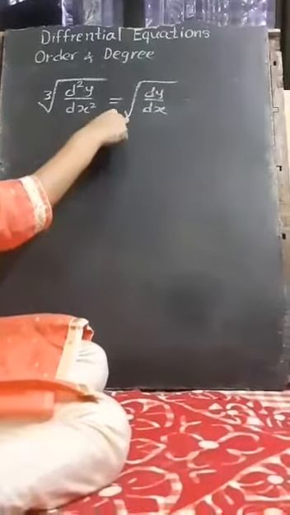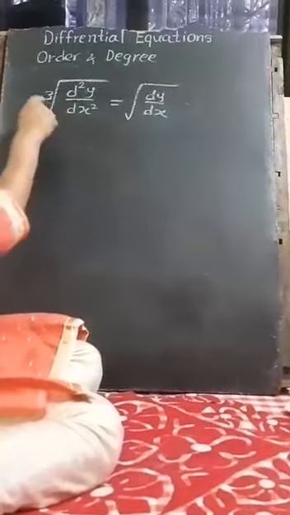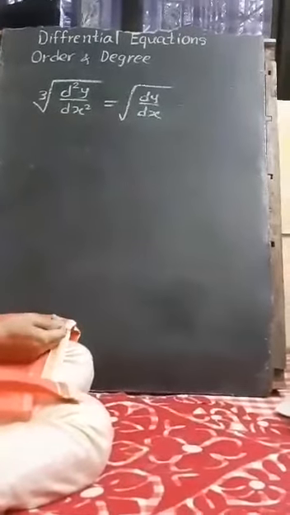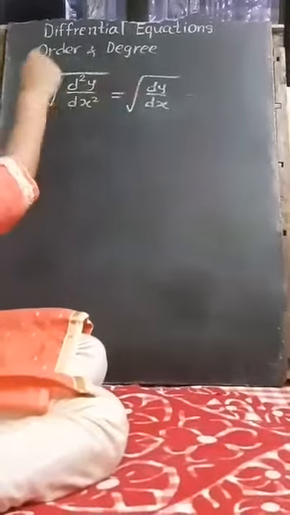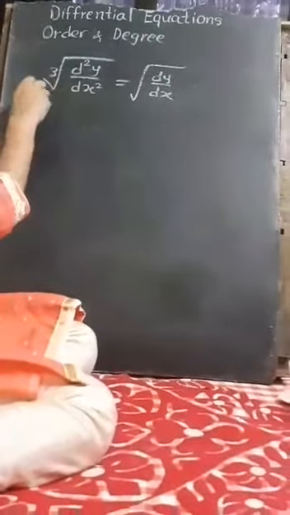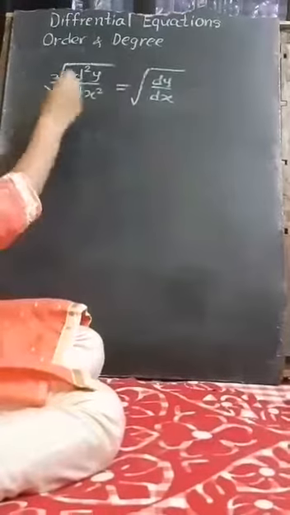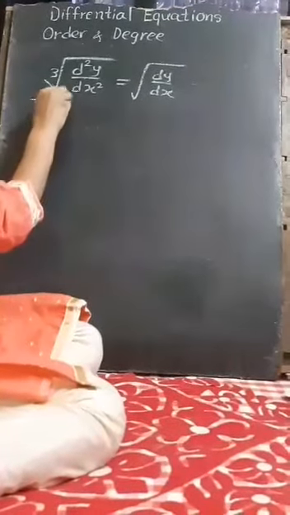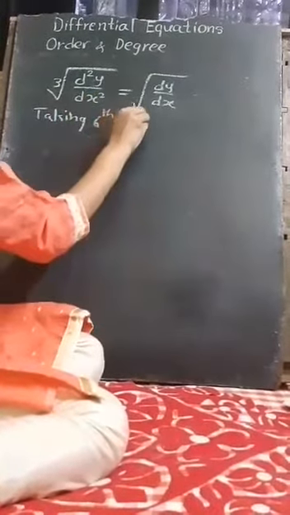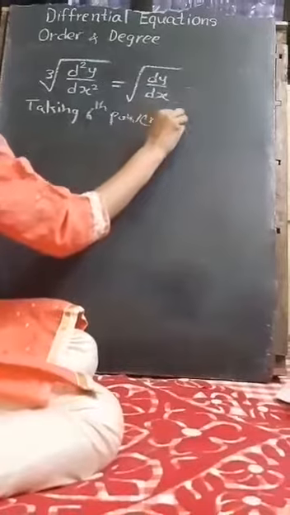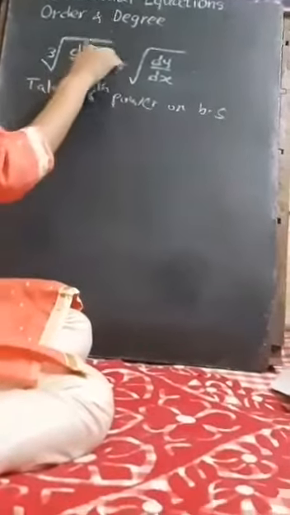Now to remove the square root, what we did in the last sum, we did squaring on both sides. But to remove the cube root, what we need to do? Cubing on both sides. So squaring also we will need, cubing also we will need. So we will take the 6th power. We basically take the LCM of 2 and 3 and take the 6th power on both sides.